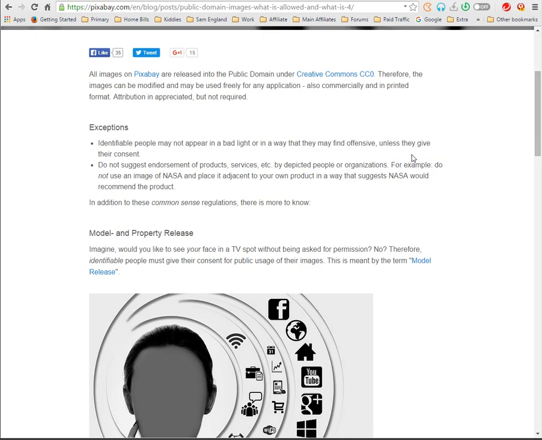In addition to these common sense regulations, there are a few more items to know. Model and property release. Imagine, would you like to see your face in a TV spot without first being asked for permission? Of course you wouldn't. Therefore, identifiable people must give their consent for public usage of their images. This is meant by the term model release. You have to have a model release if the person in the image is easily identifiable.